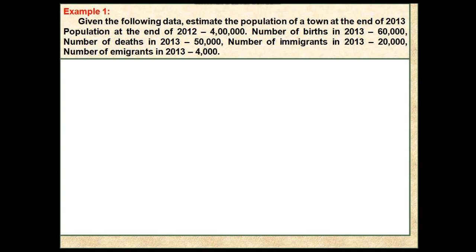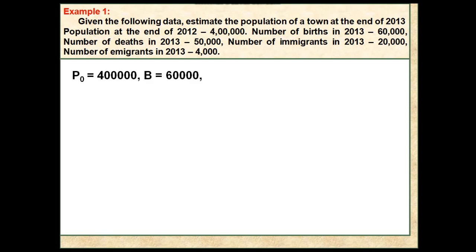Examples to calculate population. Example 1. Given the following data, estimate the population of a town at the end of 2013. Population at the end of 2012 is 4 lakh. Number of births in 2013 is 60,000. Number of deaths in 2013 is 50,000. Number of immigrants in 2013 is 20,000. Number of emigrants in 2013 is 4,000.